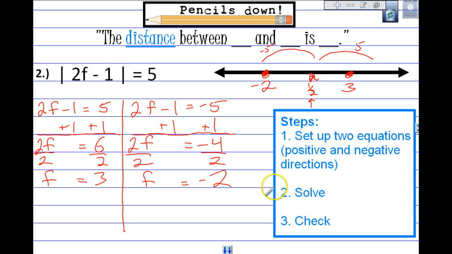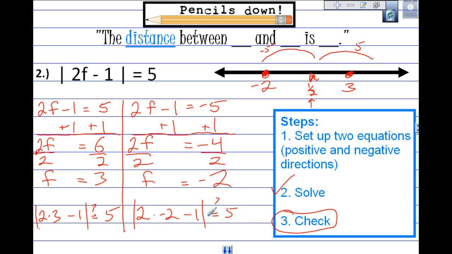Of course, I'm not doing this, but I expect you guys to do this. Do the check. So below you can do the absolute value of 2 times 3 minus 1. Does that indeed equal 5? And then, does the absolute value of 2 times negative 2 minus 1 equal 5? Question mark. If true, then they both work. You're correct. If one doesn't work or both are false, something is wrong. All right, let's have you guys try.